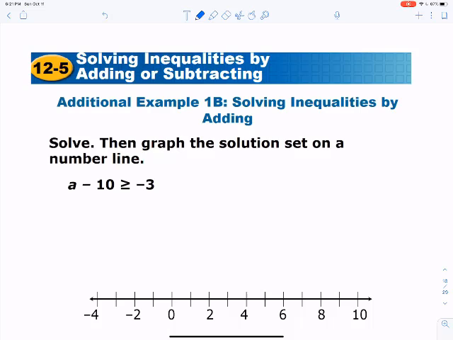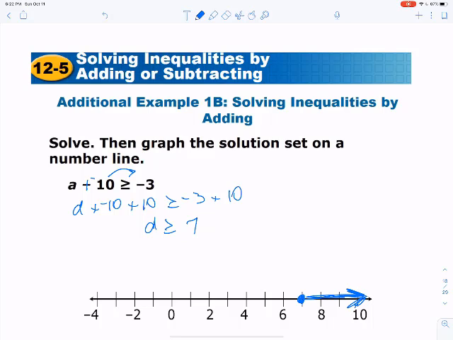Here we got d minus 10 is greater than or equal to negative 3. Again, the first thing I'm going to do is change that minus. Now I need to move this 10 over to be with the negative 3. So d plus negative 10 plus 10 is greater than or equal to negative 3 plus 10. So d then would be greater than or equal to negative 3 plus 10, which gives us 7. We come down here and put a closed circle on 7, and we're going to shade which direction? To the right. Very good.